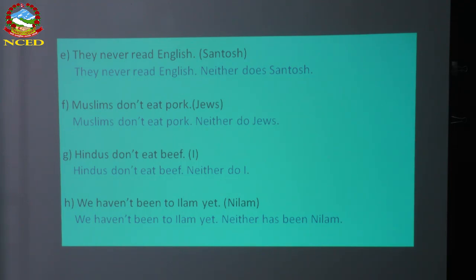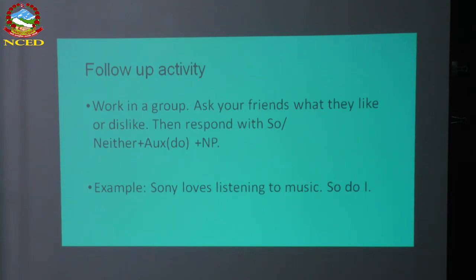Now one more homework is there in the follow-up activity. Look at follow-up activity. Work in a group. Ask your friends what they like or dislike. First of all, ask about likes and dislikes of your friend. Then respond with so. And the structure should be what? So or neither, plus auxiliary verb or do form, and noun phrase. Example, Sony loves listening to music, so do I.